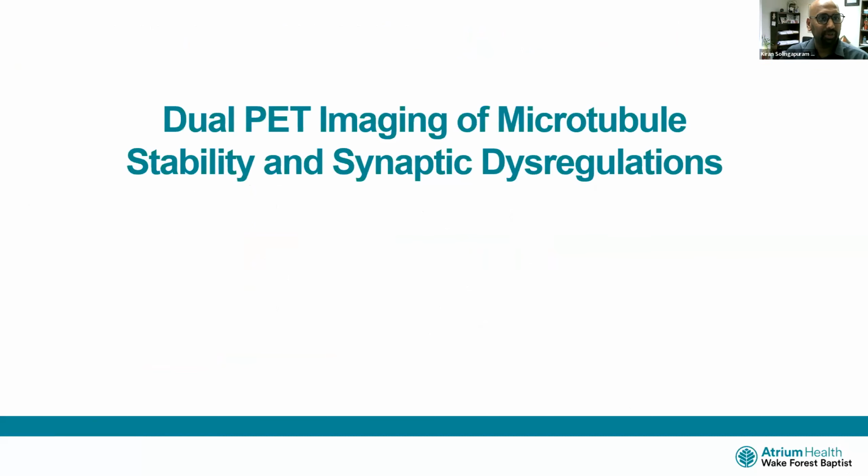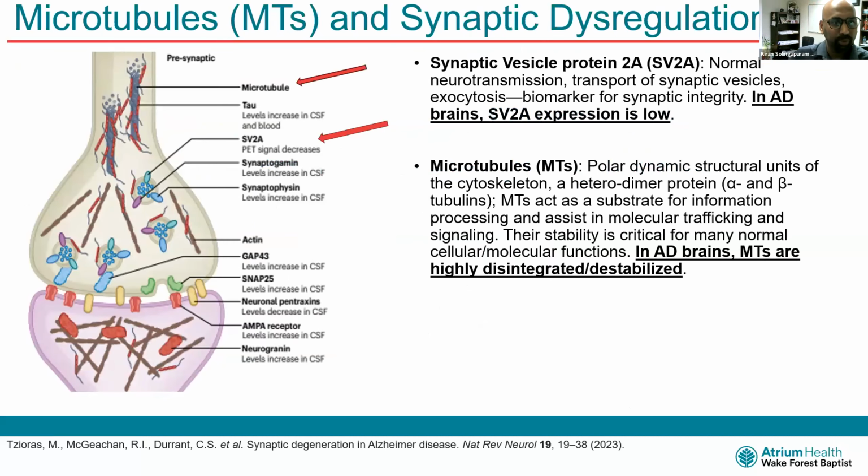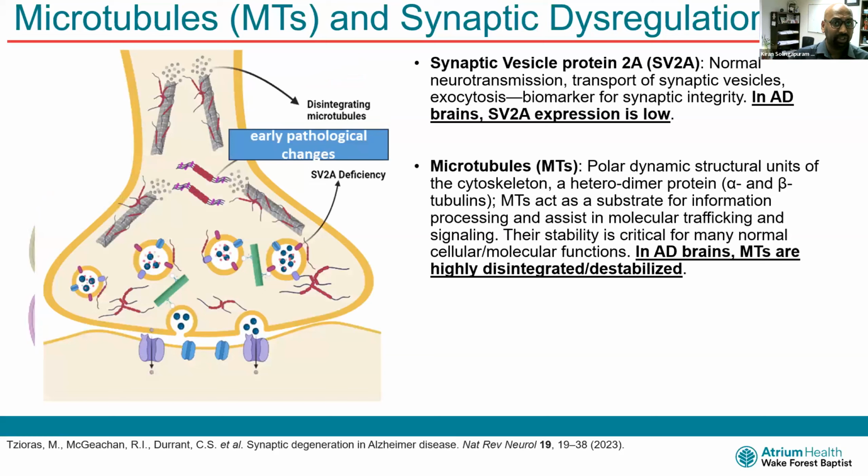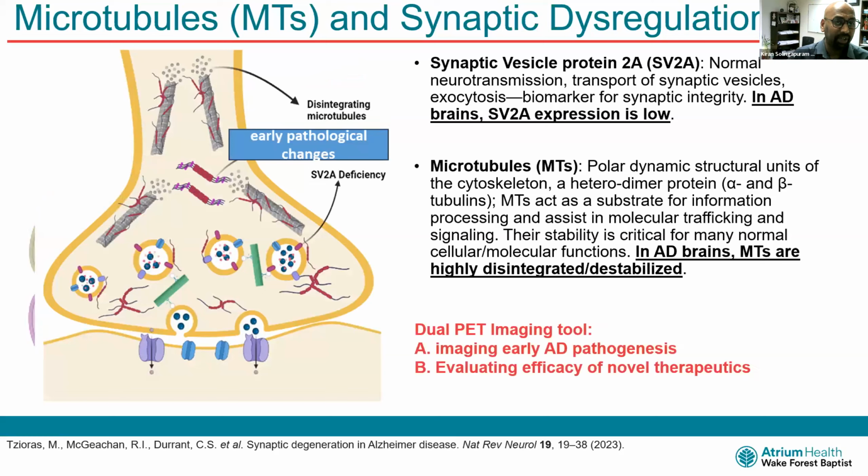So apart from this, I'll just run through this within 2 minutes. I know we are running out of time. We are currently extending our microtubule imaging with another important marker of synaptic dysregulation. This is what I presented at the AAIC, where we see that the 2 important biomarkers, SV2A and microtubules, are considered here as early biomarkers. So dual PET imaging has been done.